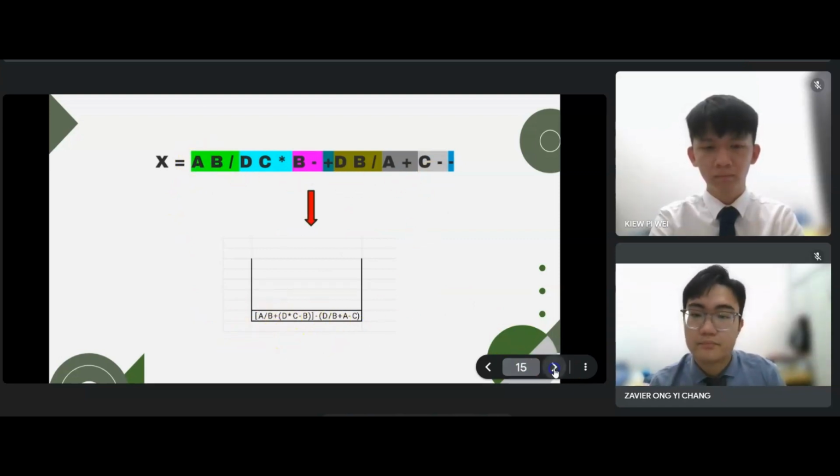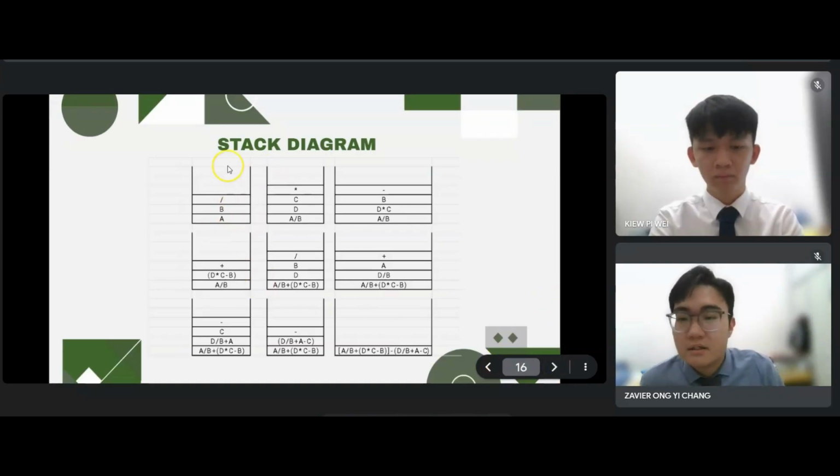So this is the last step. Right now, this is the full step diagram, the answer. We have a total of 9 steps. So this is the answer for the stack diagram for the postfix notation.